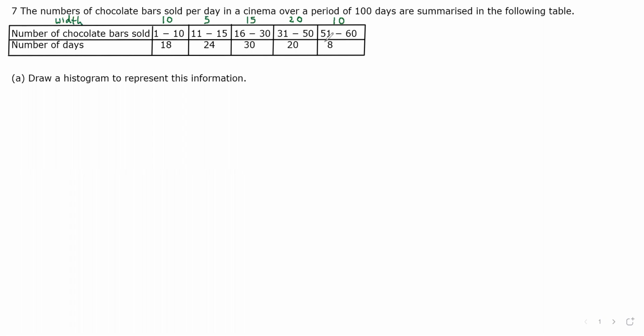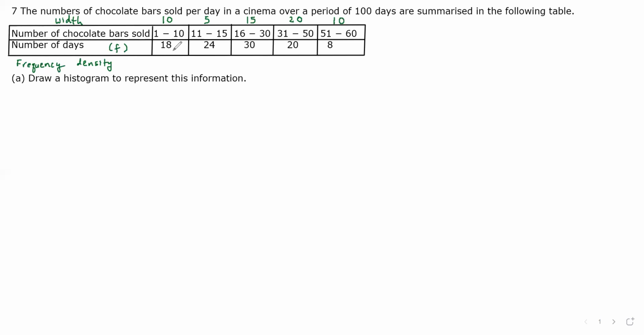When we have unequal widths, we need to use the frequency density to draw the histogram. So basically, we are drawing a density histogram. We need to compute the frequency density. The frequency density is the frequency, which is the number of days, divided by the class width.